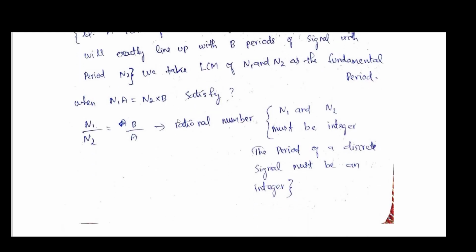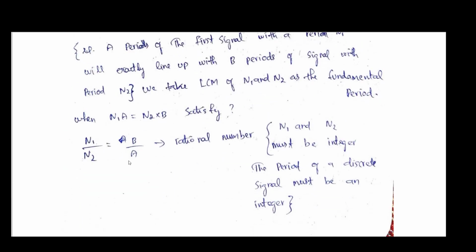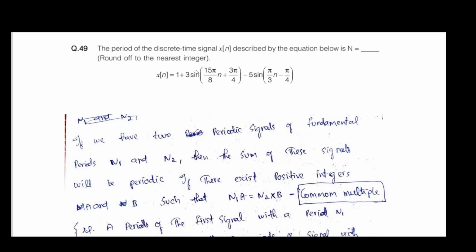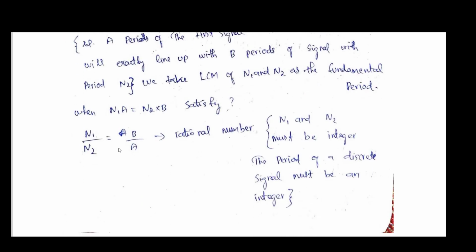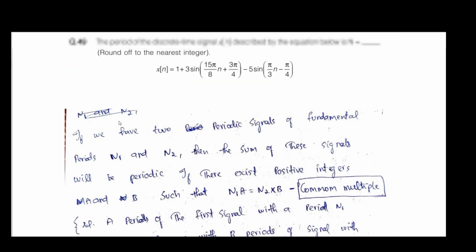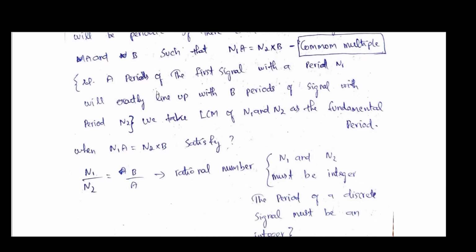If you want to check whether this composite signal is a periodic signal, we can check the ratio of the periods of the signals present in the composite signal. That means if the period of this signal is n1 and the period of this signal is n2, we can check whether n1 by n2 is a rational number. If it is a rational number, then the composite signal is a periodic signal. Otherwise, it will not be a periodic signal.